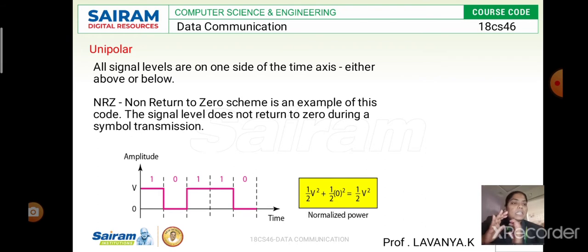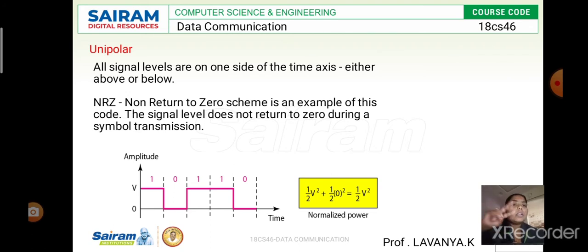The first one is unipolar. What is unipolar? Unipolar considers two sets of voltage, that is zeros and ones. These are the two levels of voltage. And in this unipolar, as I said, they are going to use the NRZ technique or NRZ method, that is non-return to zero scheme.